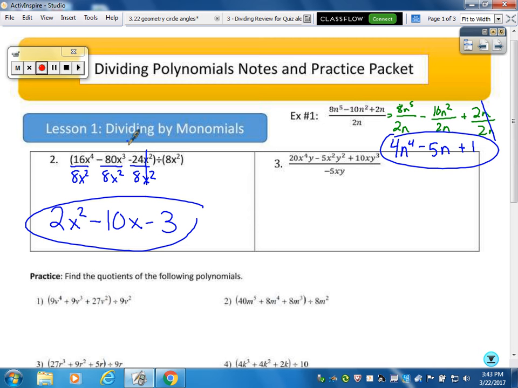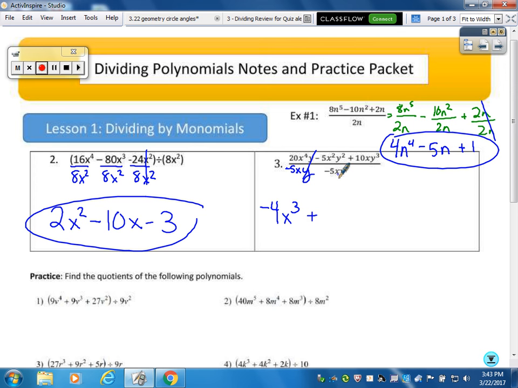All right, last one. Got a negative in the denominator and 2 variables. So let's go ahead and split this up. I'm going to just write it right underneath each one of these. So we're going to take 20 and divide it by negative 5xy. When I do that, 20 divided by negative 5 is negative 4. I had 4 x's. I would need to cancel one out, so I still have 3. And those y's cancel.